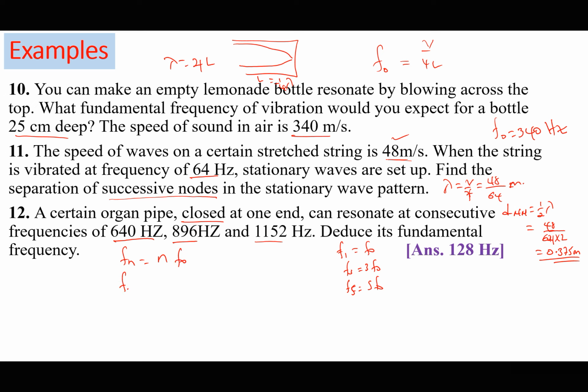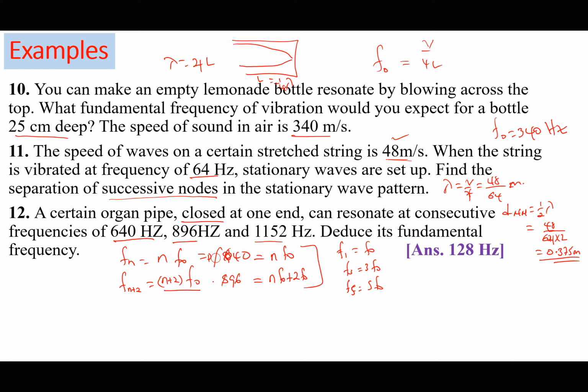So it means in general, if the first one is Fn equals n times F naught, the second one is going to be Fn plus 2. They differ by 2. So this will be n plus 2 times F naught. So I'm going to just make this one 640 being equal to n times F naught, and I use this one, which will be 896 being equal to n, opening this bracket, n F naught plus twice F naught.